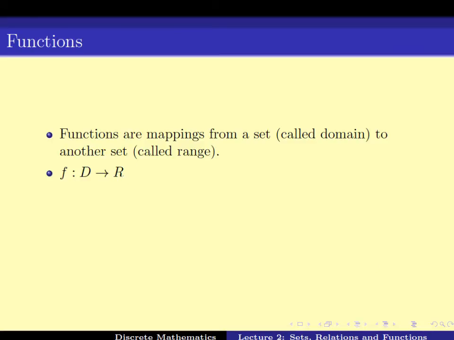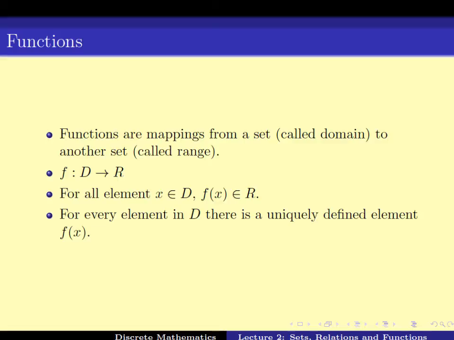The function has some nice properties: for every element X in the domain, f of X, or the mapping of X, is well defined and must be in the range R. Another property: for every element in D, there is a uniquely defined element f of X. That means you cannot have X mapped to two different elements in the set R. If a mapping satisfies these two properties, we call that a function.